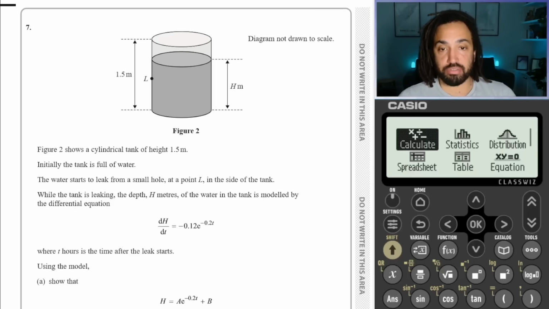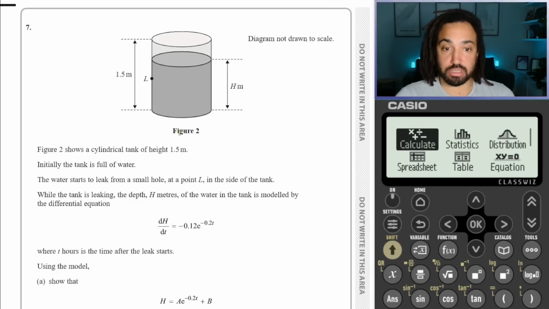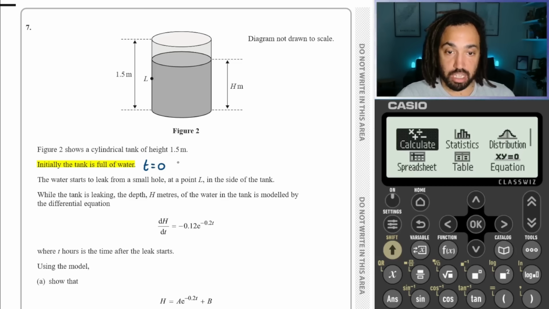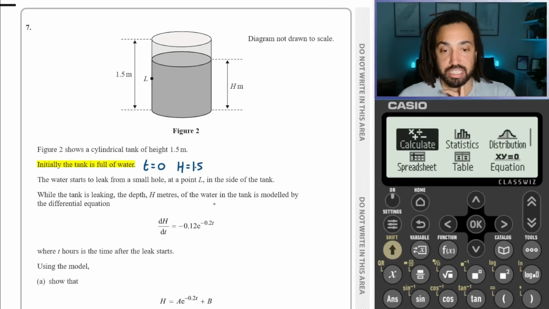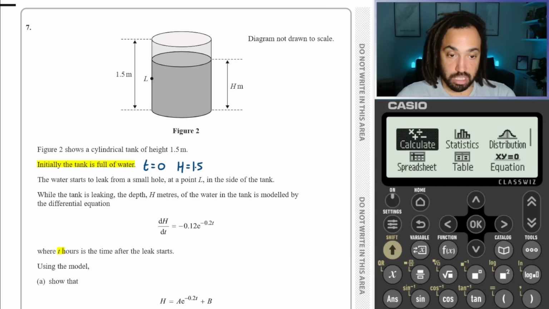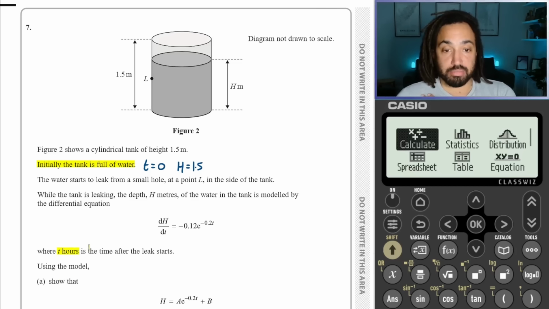Okay, we have for number 7 a cylindrical tank, height 1.5 meters. Initially the tank of water is full, that's important. So what this tells us is that when t equals 0, the height is equal to 1.5. Then water starts leaking out. While the tank is leaking, the depth of water is modelled by this differential equation, where t is in hours, that's important, that might be useful, and h is in meters. Use the model to show that.